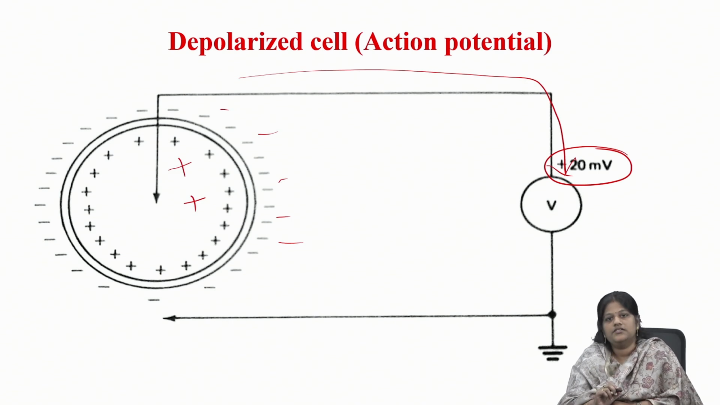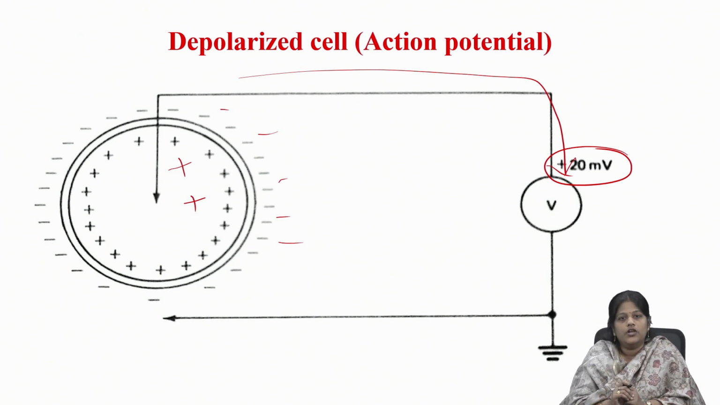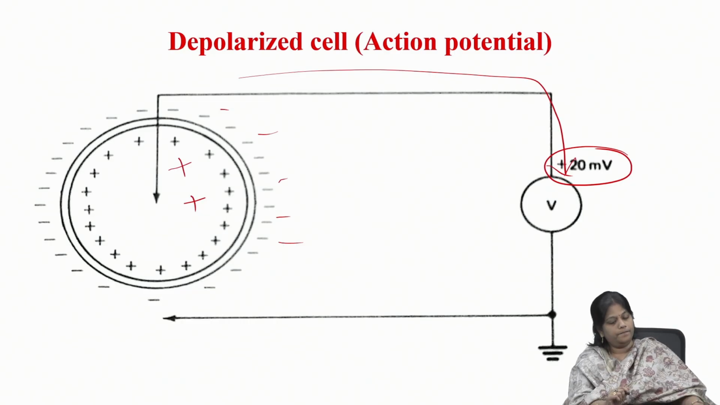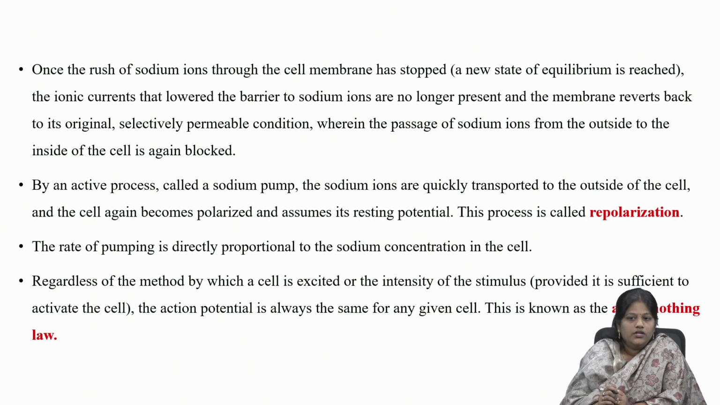And this cell at this position will be called a depolarized cell. The potential generated in this state will be called an action potential, because some amount of external energy was applied. Due to that, the cell becomes imbalanced. So the external energy applied is what we call an action potential. Okay, here I have given a detailed explanation in this slide itself.